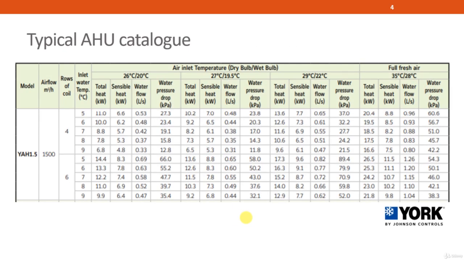So this catalog is from Johnson Controls, York, and there are some observations that we can make over here. As you can see, this is the airflow rate that this particular model is able to provide, and it comes in 2 different types of configuration. One is 4 rows, one is 6 rows of cooling coil. And the inlet water temperature, it depends. If the inlet water temperature is 7, then of course the amount of heat that it can remove will be slightly lesser compared to when the inlet water temperature is 5.